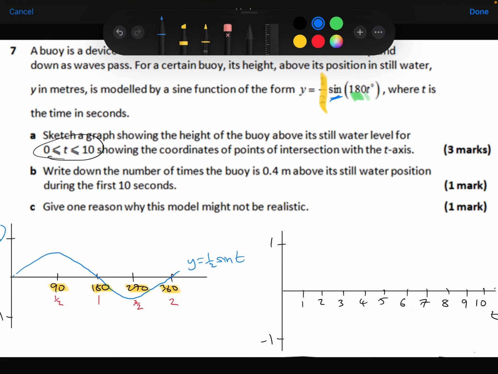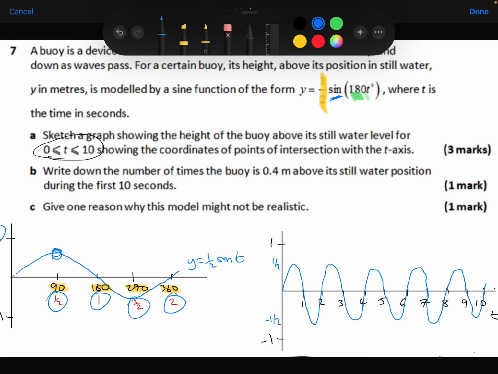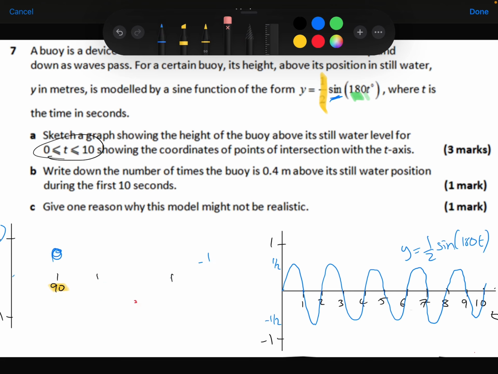And like we said before, we're only going up to 1/2 and minus 1/2 on the y-axis. Our maximum point here is at 1/2. So we go up to 1/2 here, then back down to 0 at 1, down to minus 1/2 at 1.5, and then back up to 0 at 2, and so on. So this is what my graph should look like, more or less. This is the graph of y equals 1/2 sine 180t. So that's part A.